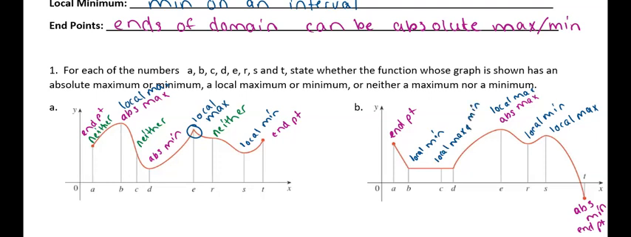And then right here in part D, same idea. That's a local min. There we go. I think we got them all labeled this time. Let's try another one.